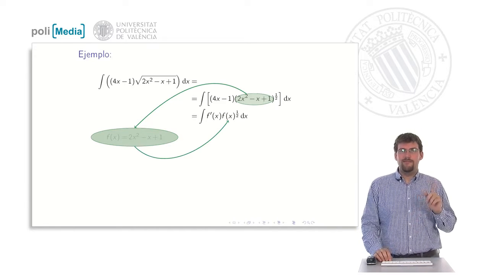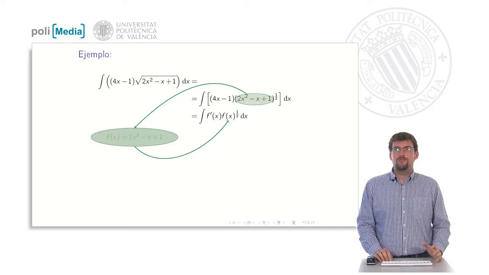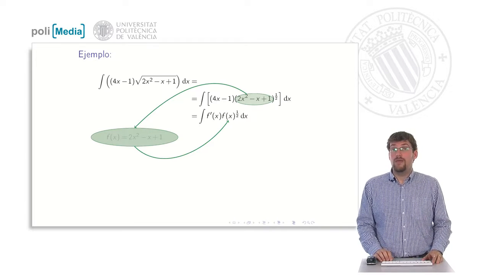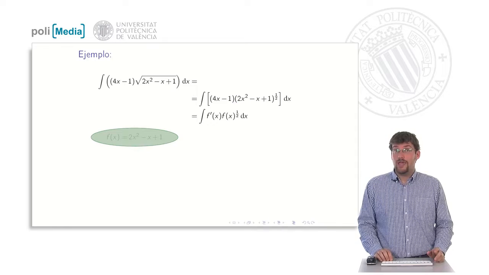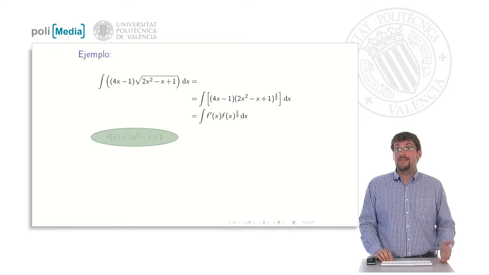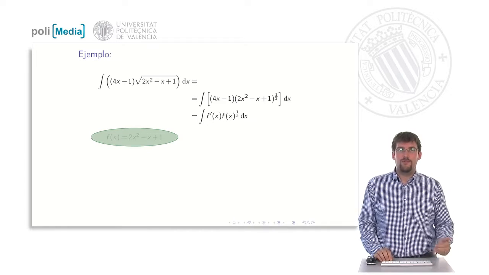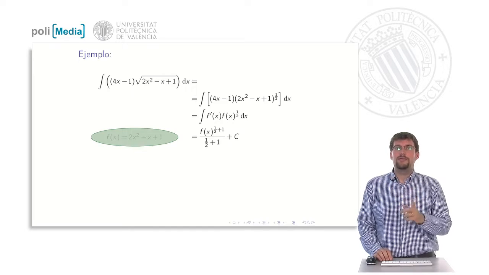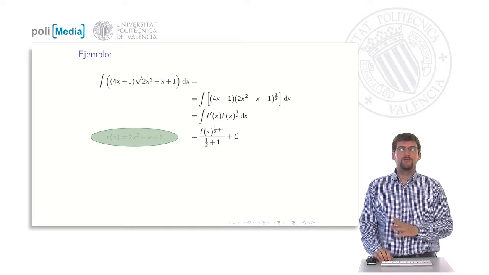Going back to the expression, what we are actually working with is the integral of the derivative of f of x multiplied by the function f of x raised to the power of 1 divided by 2. And we know that it is a pseudo-immediate primitive. In fact, we do know that this is going to come out as f of x raised to 1 divided by 2 plus 1, divided by 1 divided by 2 plus 1, plus the constant of integration.